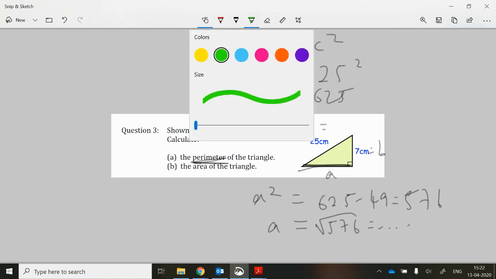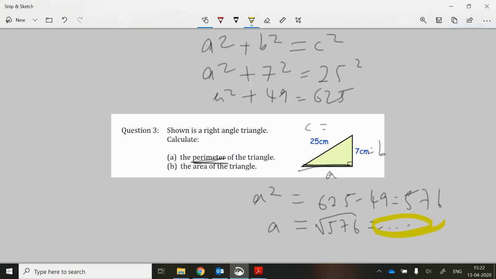Okay, I'm going to get an answer from my calculator there. Right, but to answer the question, work out the perimeter, I'm then going to need to, well, you might have guessed it already, add this to this to this. So whatever I get as my answer for A, I'll need to do A plus 7 plus 25 to give me my perimeter.